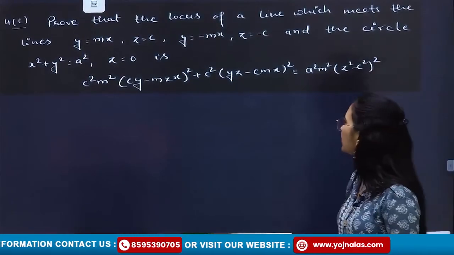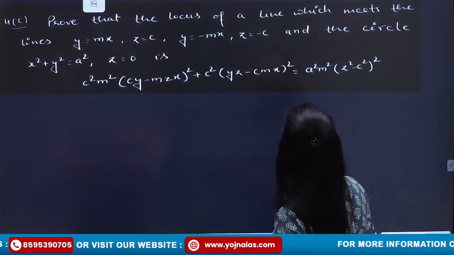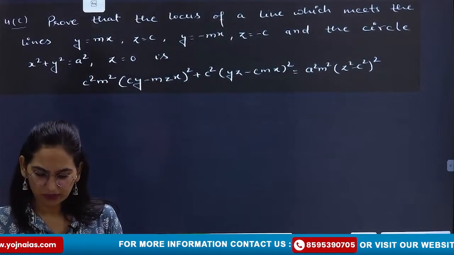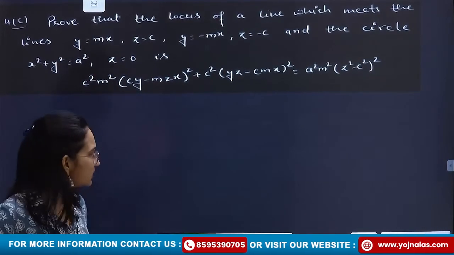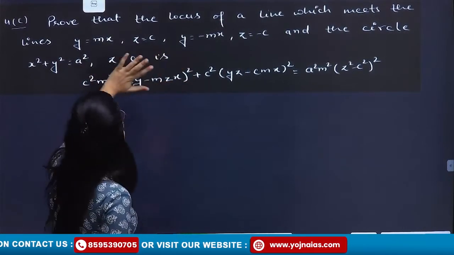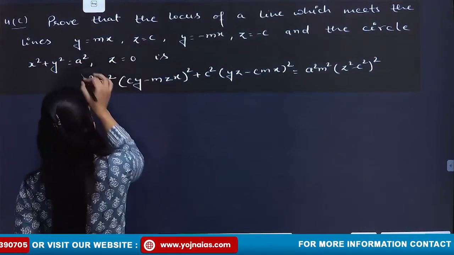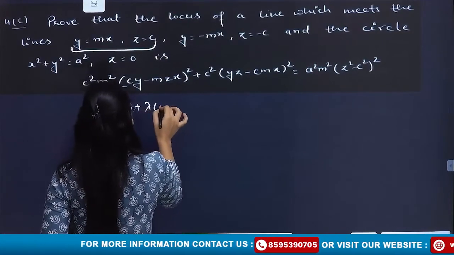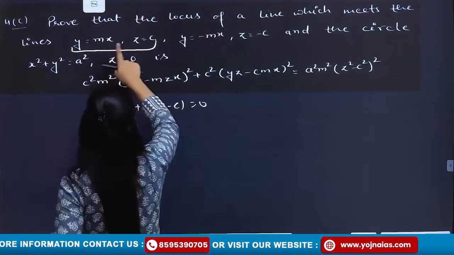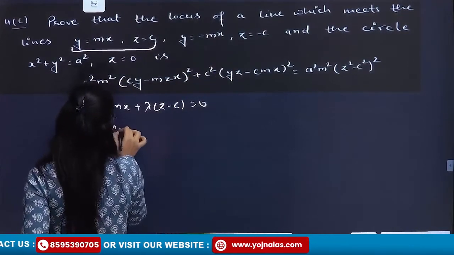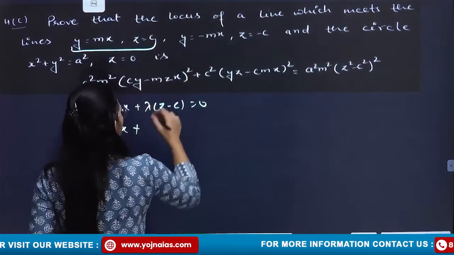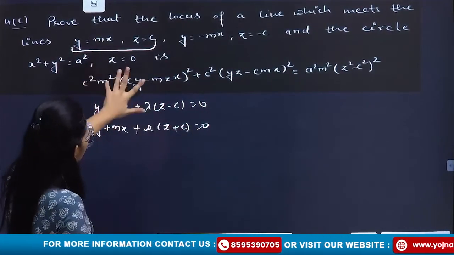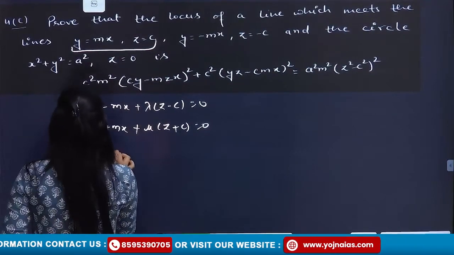Next is the locus of the line. Let me give you an approach only; you can do it after I tell you what to do. Since they are saying that the locus of a line which meets these lines, what is this line? The equation is y minus mx plus lambda z, these are the compiled lines, and then y plus mx plus another constant, say mu z. The line passes through these lines and the circle. The circle is x square plus y square.